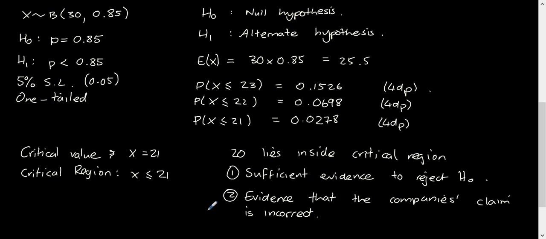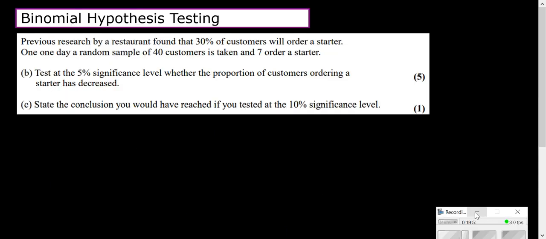Okay, so let's have a look at a second example. So here's our second example. Previous research by a restaurant found that 30% of customers will order a starter. One day, a random sample of 40 customers is taken and 7 order a starter. So before you even get into the question, let's just have a think about that.